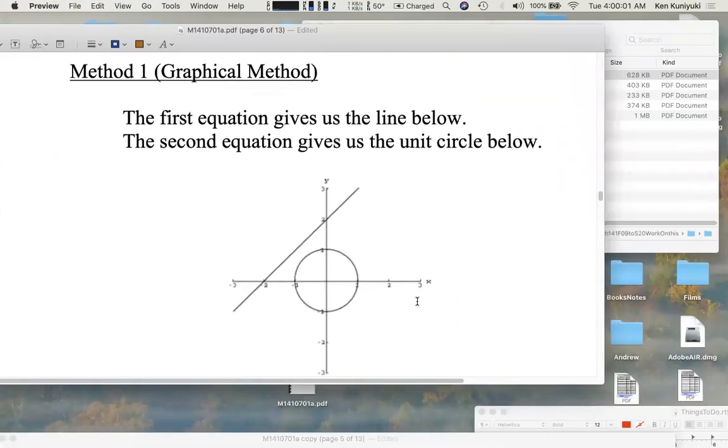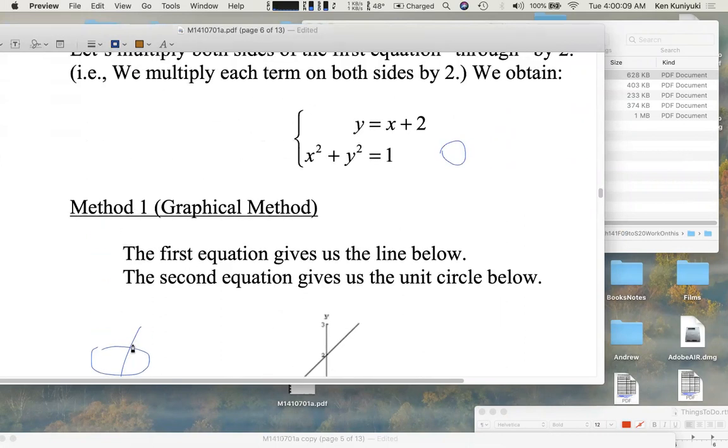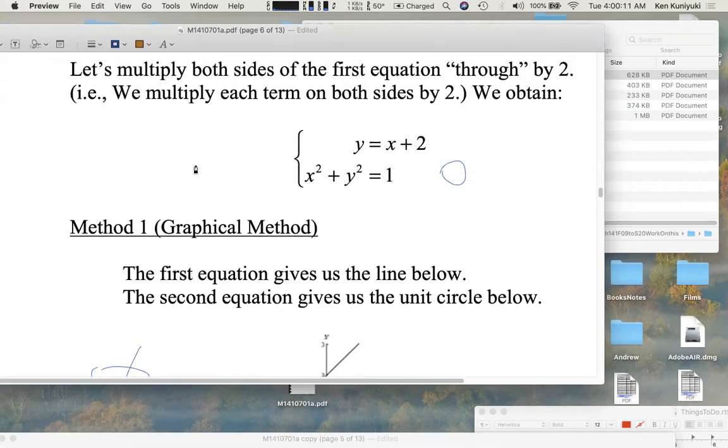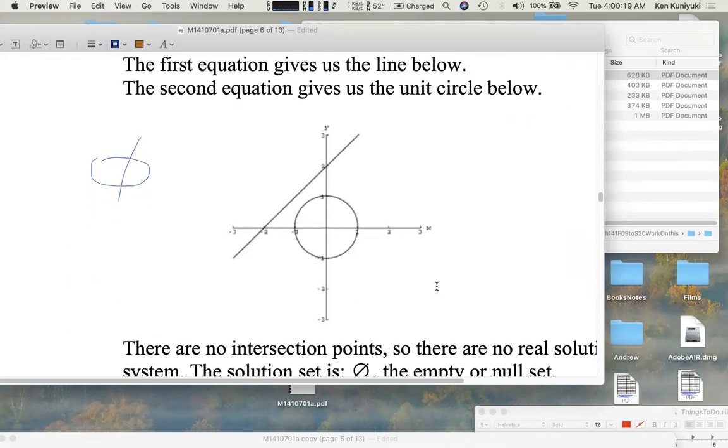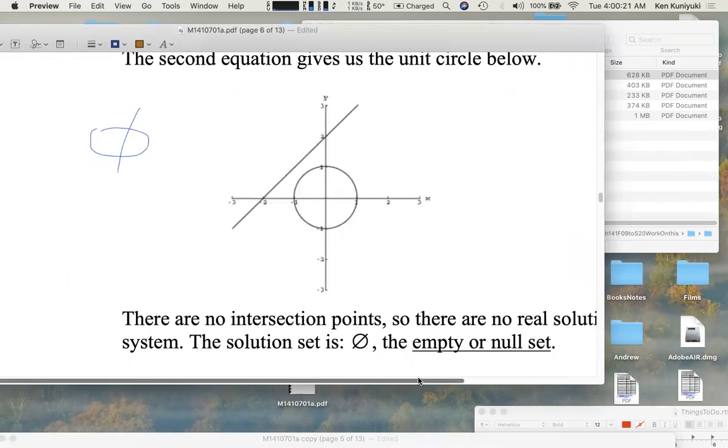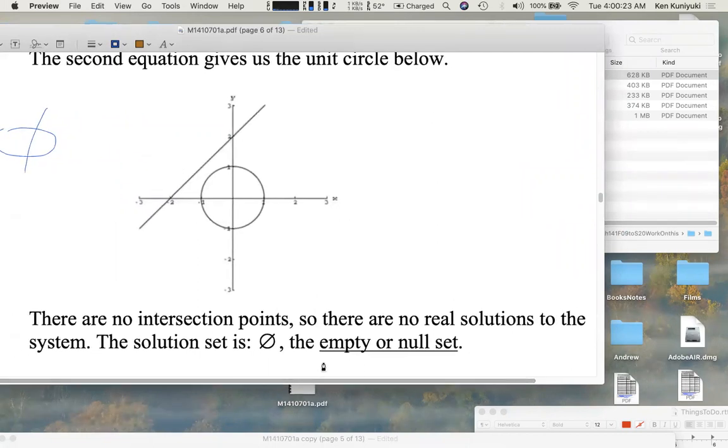So therefore, what's the solution set? For the first time, we see that the solution set will be the empty set. There are no real solutions. There will be no pair of real values, x comma y, that will satisfy or solve the first equation and satisfy or solve the second equation. Not going to happen. Empty set. There are no real solutions to the system. The solution set is the empty or null set.